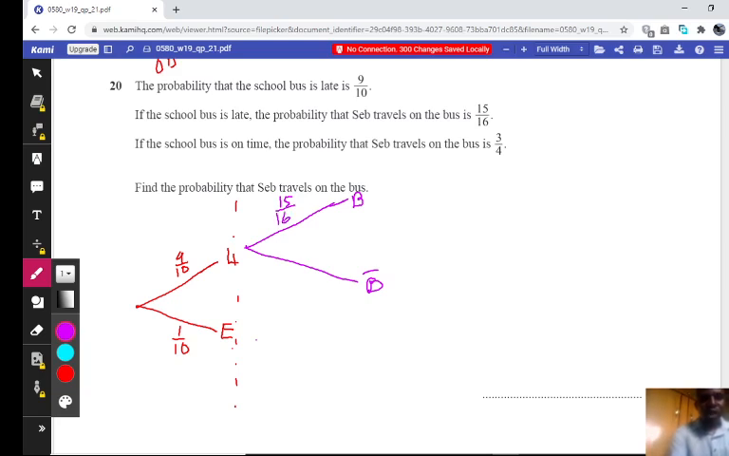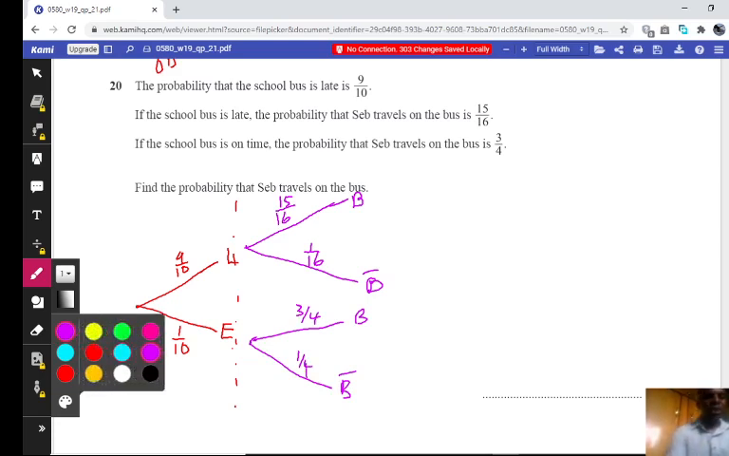Not on the bus, obviously 1 over 16. Then if the school bus is on time, which means it's early, we take this branch. The probability that Seb travels on the bus, so here you can travel on the bus or not on the bus, and put B bar. On the bus, it will be 3 over 4. Not, it's obviously 1 over 4.